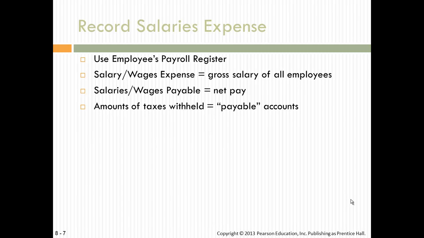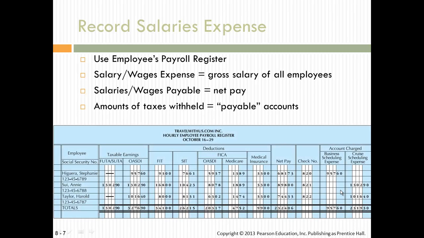Let's talk about recording salary expense. Salary or wage expense, this is what you get from the employee's payroll register. So after you get all the employees' pay done, you're going to have your salary and wage expense, your salary and wage payable, and then your taxes. The salary payable is the net pay, and then there's all the taxes you withhold, which are payables, and then you have gross pay, which is what you record as salary on your books. So let's go to the next slide.